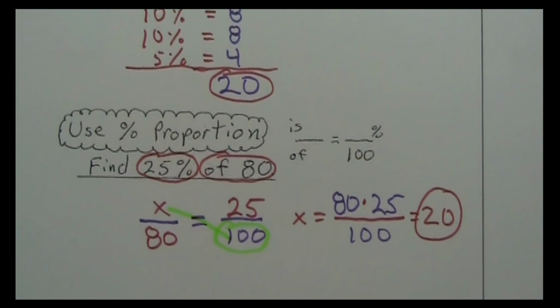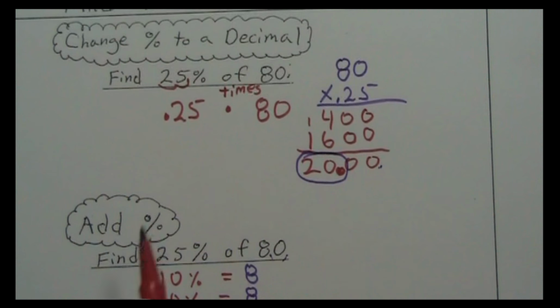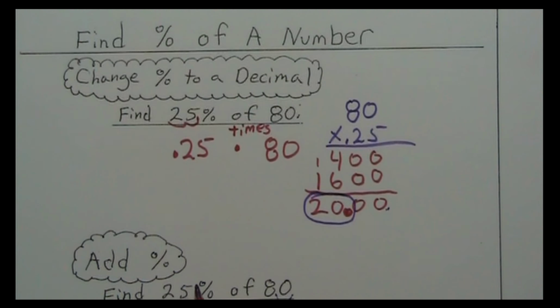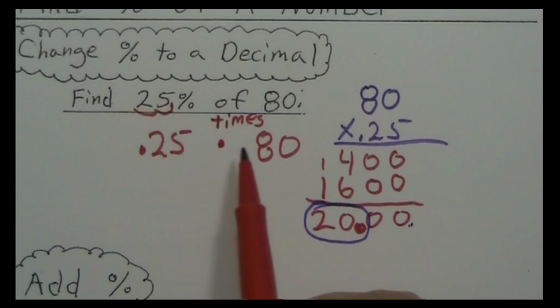So you can choose whichever one works best for you. Most students choose this method. This is the simplest method. Just take the percent, change this to a decimal, and times it by the number.